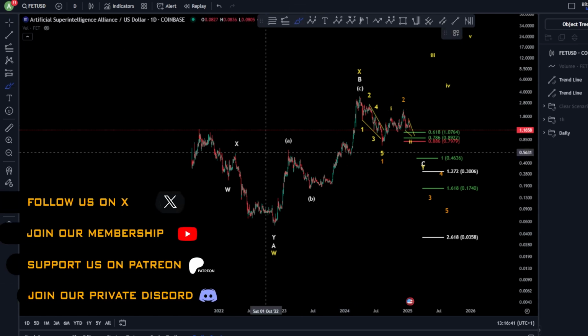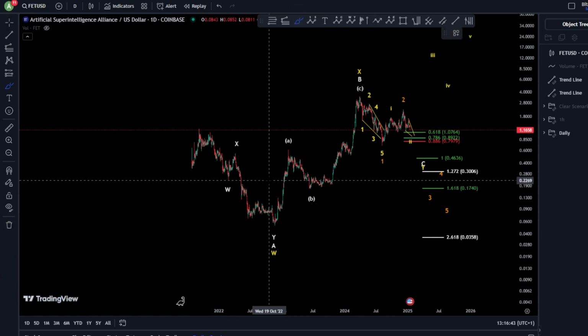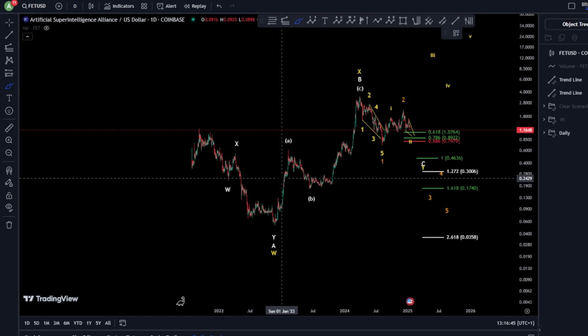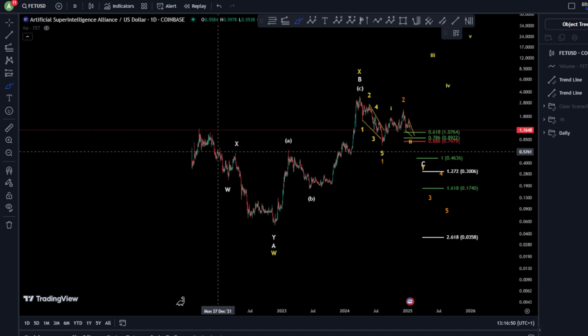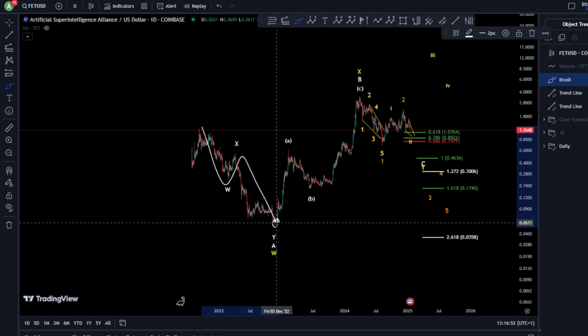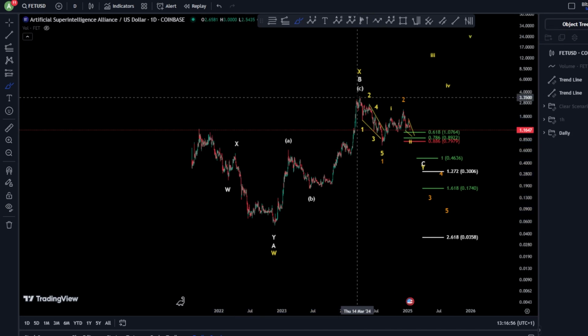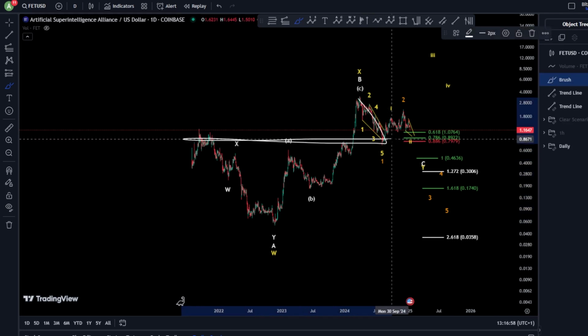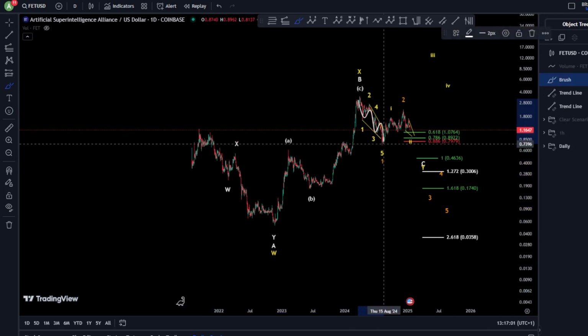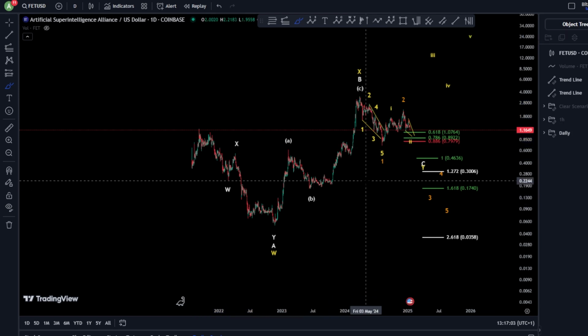Starting on the daily chart here, we are in front of three scenarios. Two are bearish and one is bullish. So let's start with the bullish scenario, where you have in W, X and Y, or I would say ABC, as a running flat, finished a wave C short in the middle of the structure with 5 waves short, of course, and finishing a running flat.